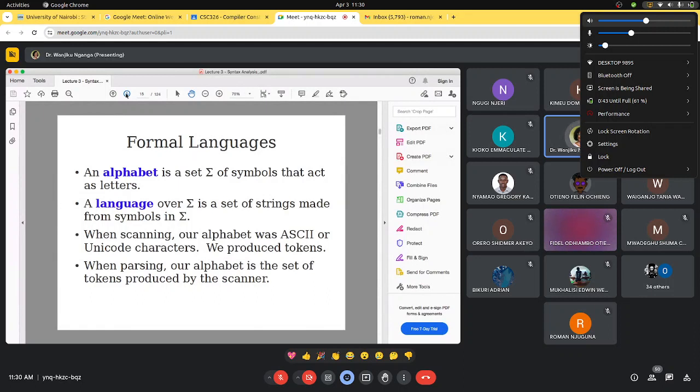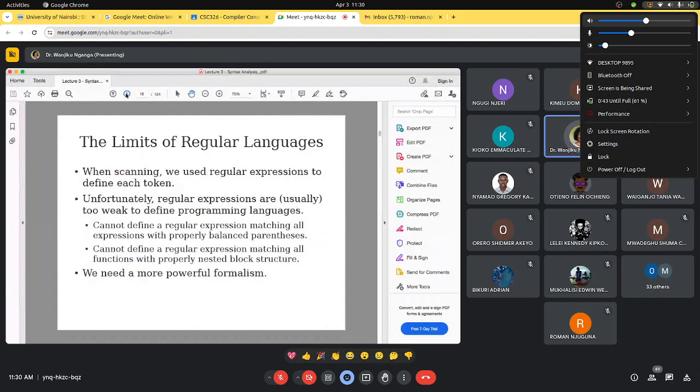So when we are parsing, now we can think of the alphabet, which is the unit from which we form the units that we are trying to make sense of. In this case, we think of the token stream as the alphabet for the parser. So it only recognizes tokens and tries to figure out the structure.